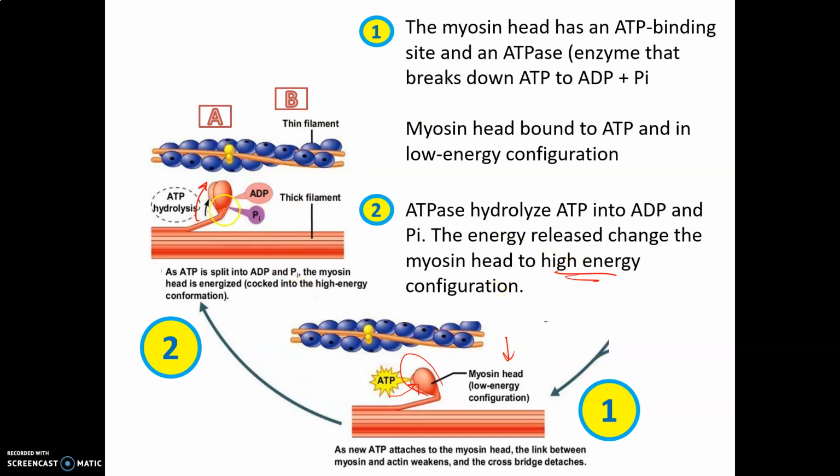Okay, dia akan become terbuka macam tu. Leher dia terbuka like that. Bila dia terbuka like that, apa yang berlaku? Dia akan bind dekat dia punya myosin binding site.